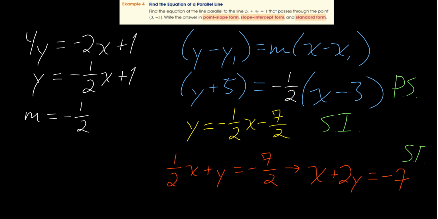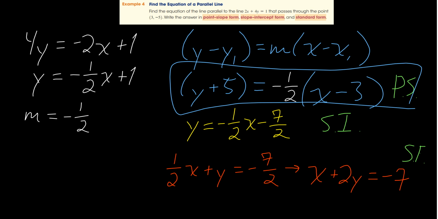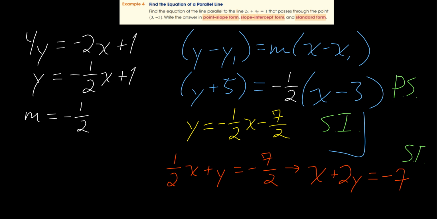Hopefully I didn't confuse you too much here. But to recap, I took the original equation and solved for m to get my slope. Once I had my slope, I plugged it into point-slope form because I have a point and a slope. From point-slope form, by solving for y, I get slope-intercept form. And from slope-intercept form, by putting x and y on one side and clearing any fractions, I get to this. Something we've done before. Nothing groundbreaking there.